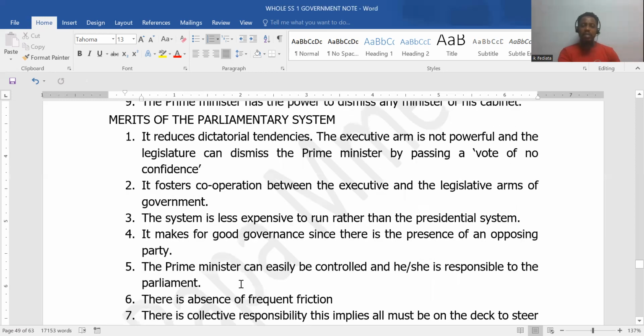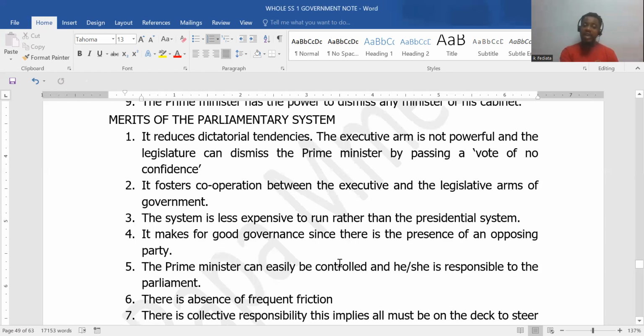So what are the merits of the parliamentary system? It reduces dictatorial tendencies because the legislature can control the executive. They can pass a vote of no confidence and get the executive sacked. Therefore, it fosters cooperation between the executive and the legislative. So they have to work hand in hand because one depends on the other and vice versa. This system is less expensive to run because in presidential system, there's duplication of functions. But in parliamentary, most often, there is just one central government that runs everything. Right? There is the presence of an opposing party in a parliamentary, so also in a presidential. But the opposing party in parliamentary is part of the government, while in presidential it is not.